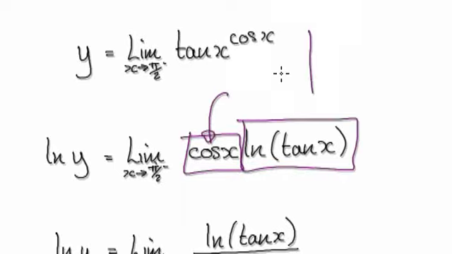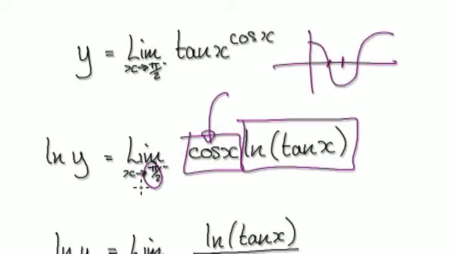Where will this head towards? Well, if you look at the cos graph, as x tends to pi over 2, so this is pi over 2 here, you are heading towards 0. So this block here will head towards 0.